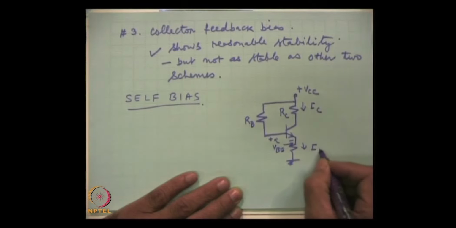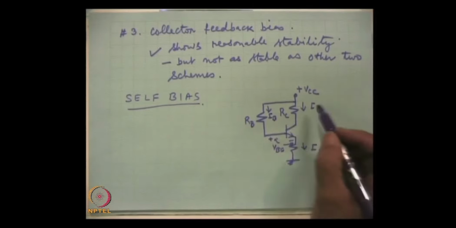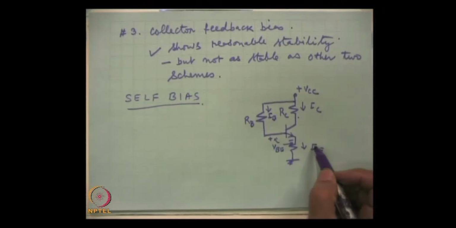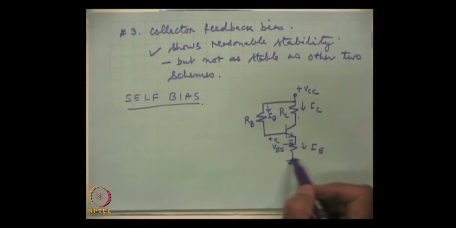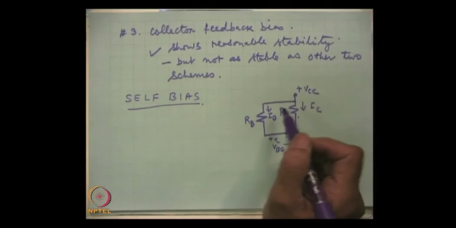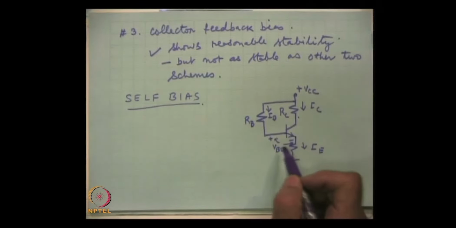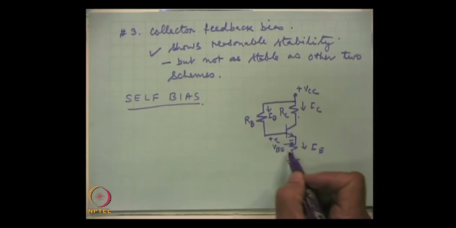These are the currents. The IB will flow here, IC, and this is IE. Now, if this resistance is removed and the emitter is connected directly, then we come back to what is called fixed bias. This is the self bias, because of the inclusion of this resistance.